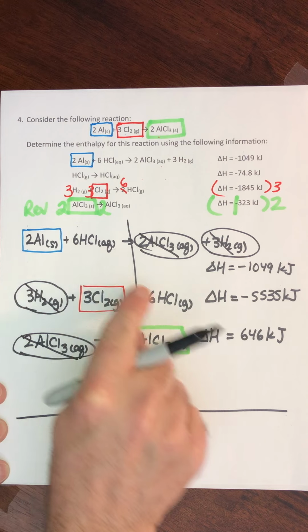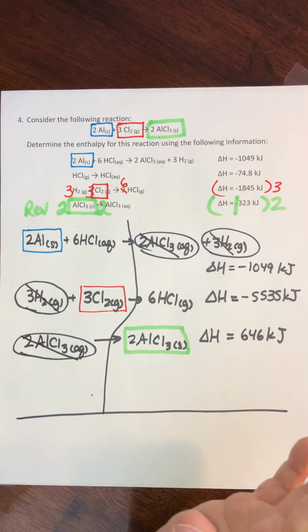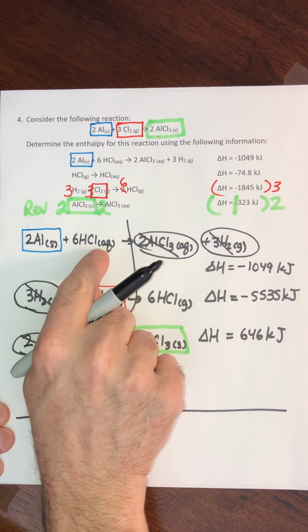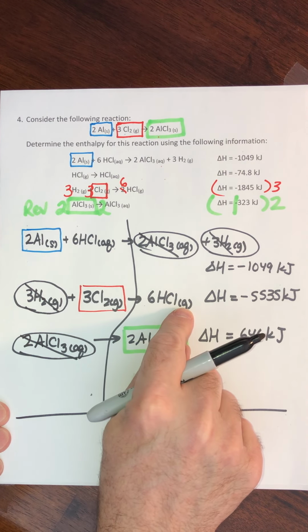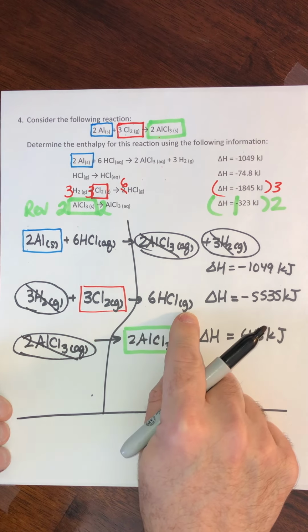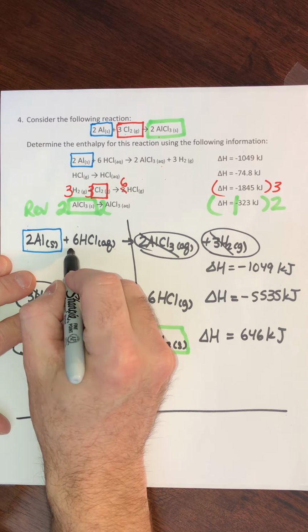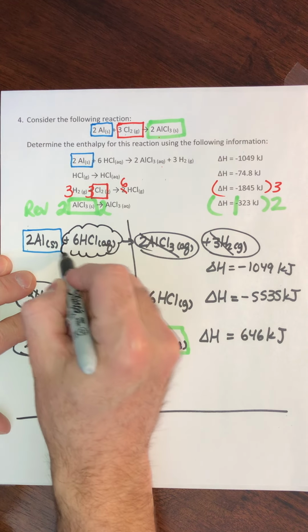I've got 6 HCl and 6 HCl. Initially, they look the same. They look like they should be able to cancel, but this one's an aqueous and this one's a gas. They don't match perfectly. So they're going to tell me what I'm doing with my last equation. Okay, so let's talk about this one here. Let's put it in a little cloud.